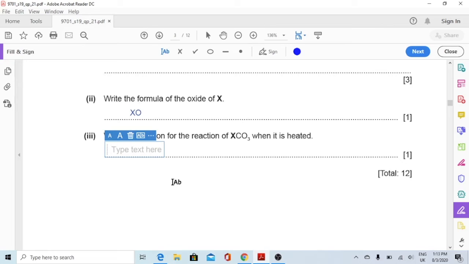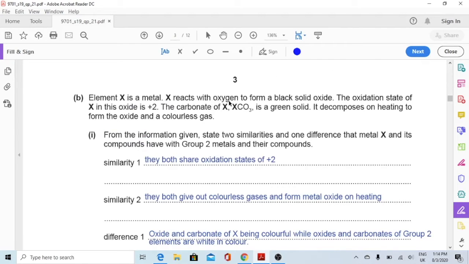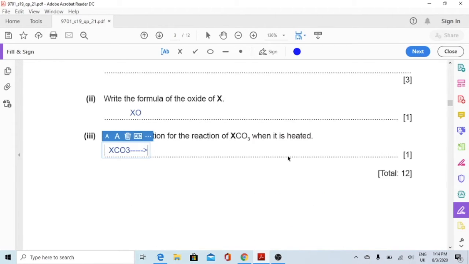Part 3, write an equation for the reaction of XCO3 when it is heated. So when a metal carbonate is being heated, over here in the question it also states it decomposes on heating to form the oxide and a colorless gas. So XCO3, X carbonate, will give you metal oxide plus carbon dioxide. Alright.